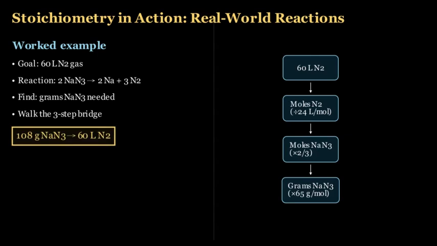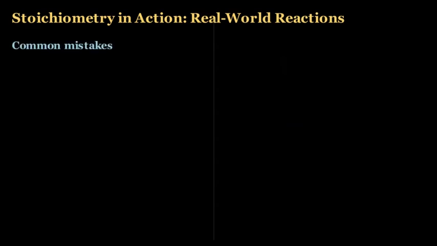From the balanced equation, 3 moles of N2 come from 2 moles of NaN3. So we multiply, 2.5 moles N2 times the ratio 2/3 gives us about 1.67 moles of NaN3. Step 3. Convert moles of NaN3 to grams. The molar mass of NaN3 is 65 grams per mole, so 1.67 moles times 65 grams per mole equals about 108 grams.